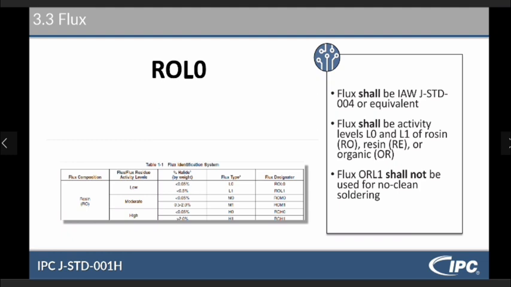So if you look at this table, flux composition is rosin. If it's a low residue activity level, that would be L0. So it would be ROL0. RO, rosin. L is your low, and it's 0, so it's less than 0.05%.